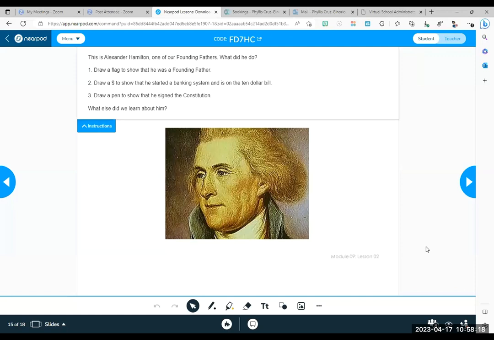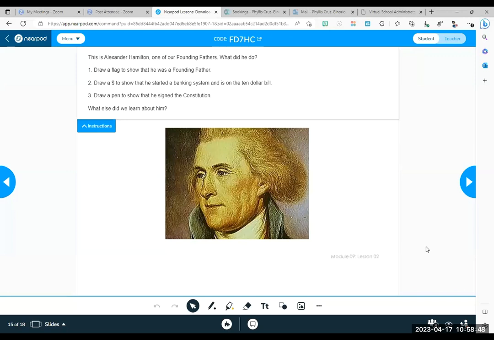Listen carefully. Draw a flag, the United States flag, to show that he was a founding father. Okay, draw a dollar sign to show that he created the first banking system in the United States. And he's also on the $10 bill. If you look at a $10 bill, you'll see one of our founding fathers, Alexander Hamilton.